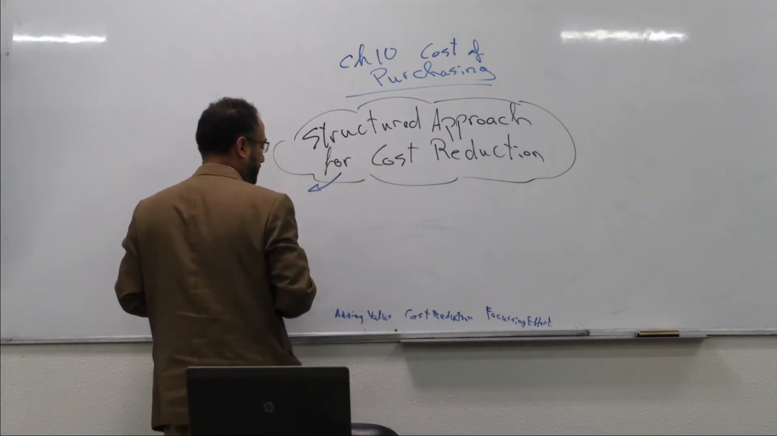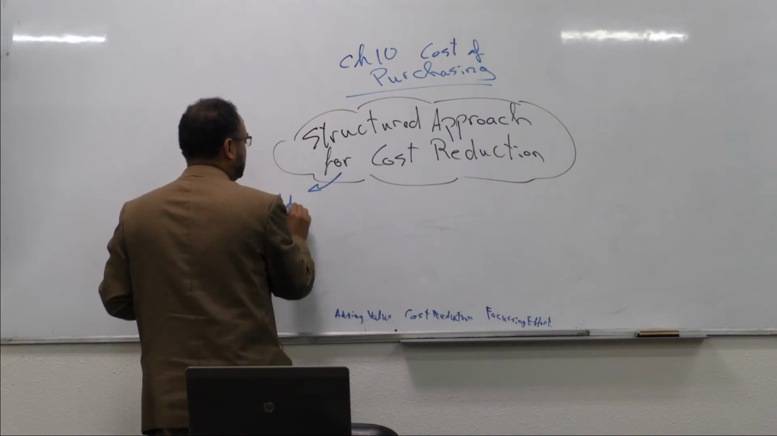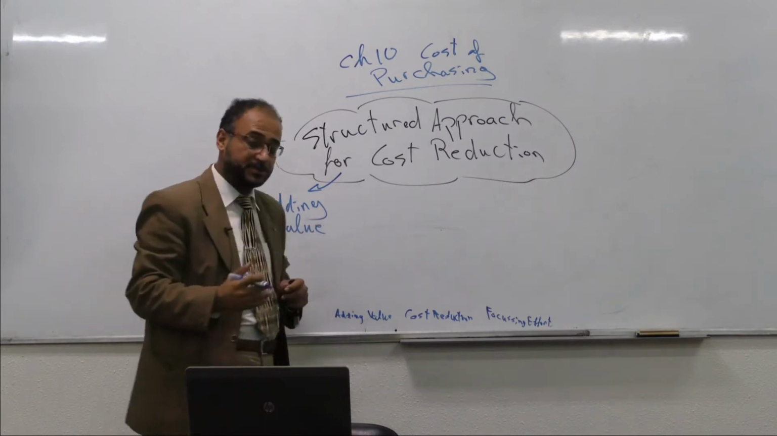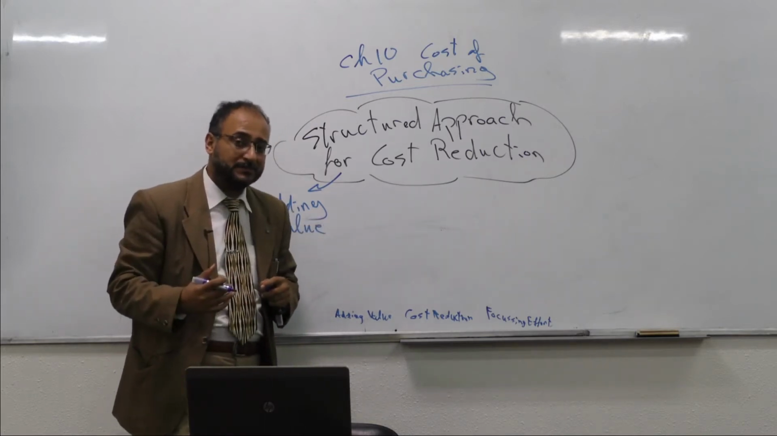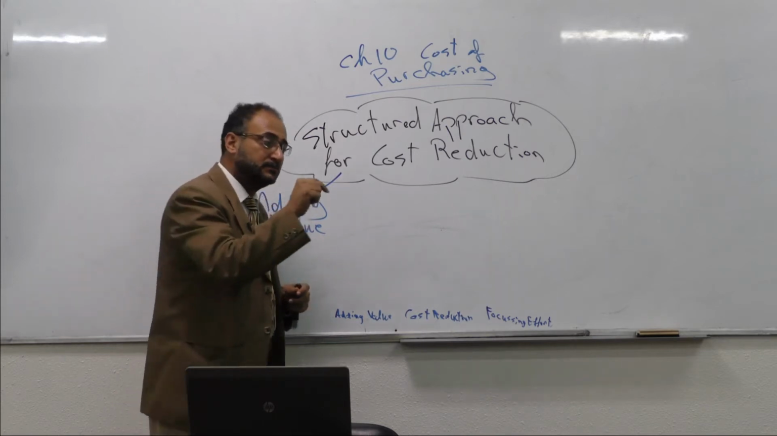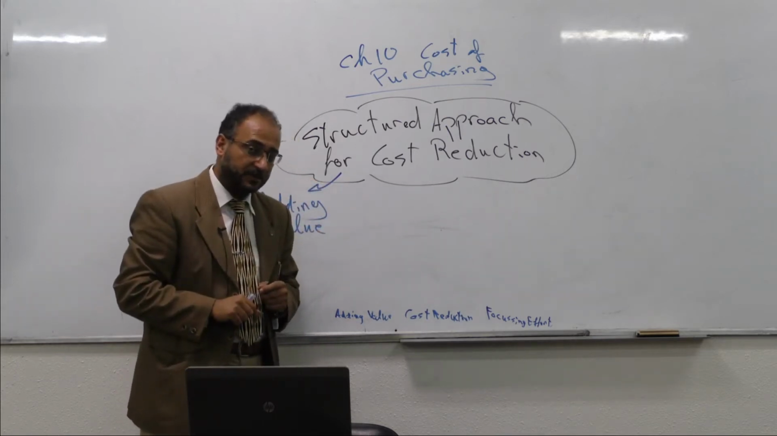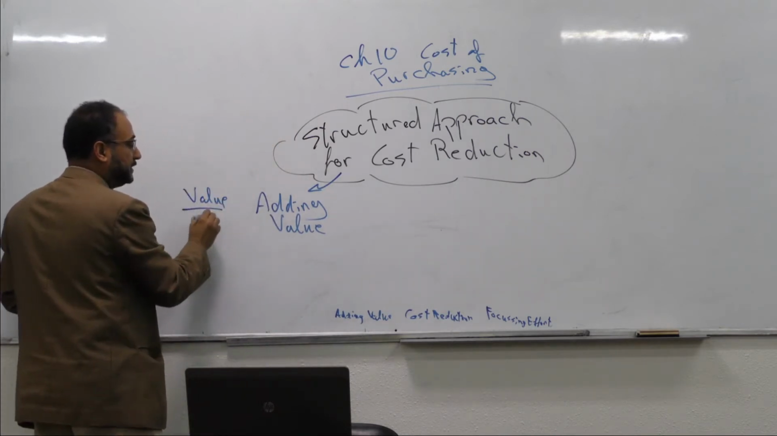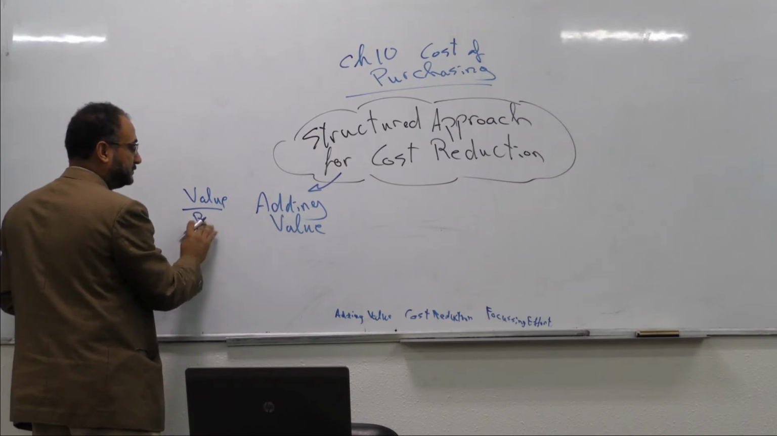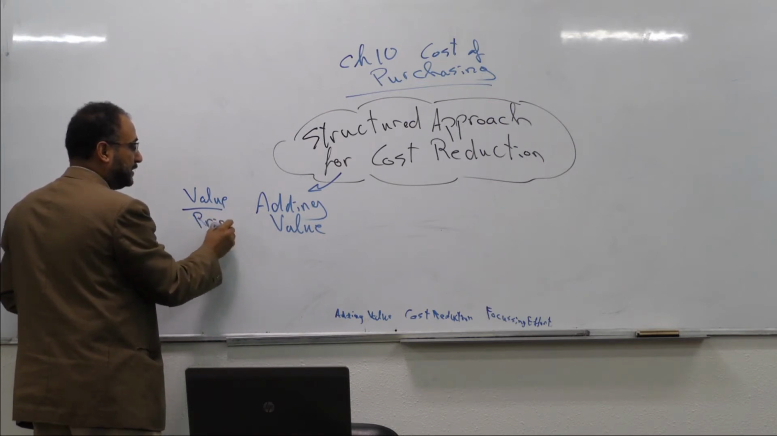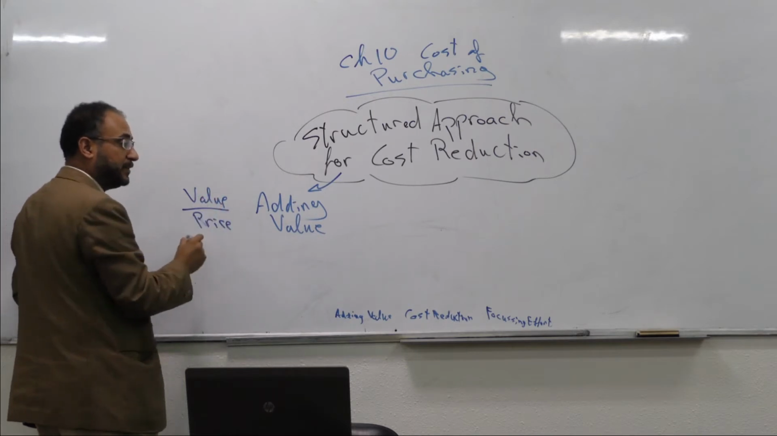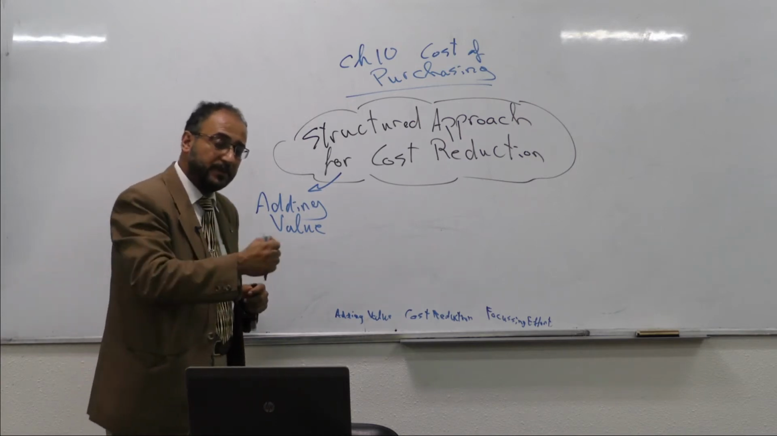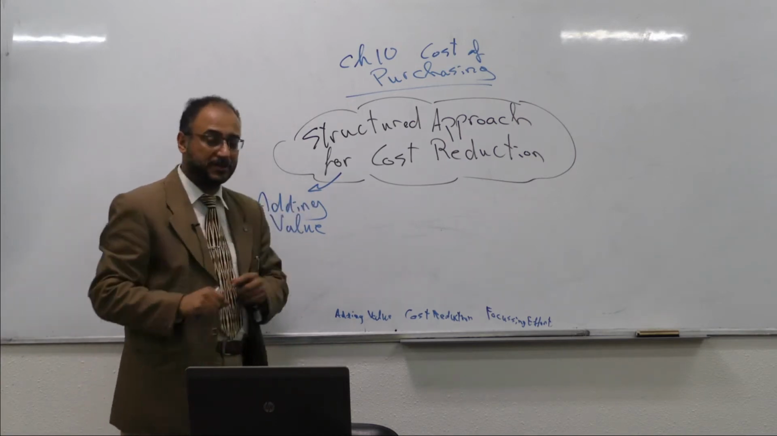The first one talks about adding value: how we can add value to our purchases, and how we can better understand the way of better purchasing in the market. We want to understand the value divided by the price, the perceived value divided by the price. This is the real issue that we are looking for. This is what makes us take the decision to purchase.